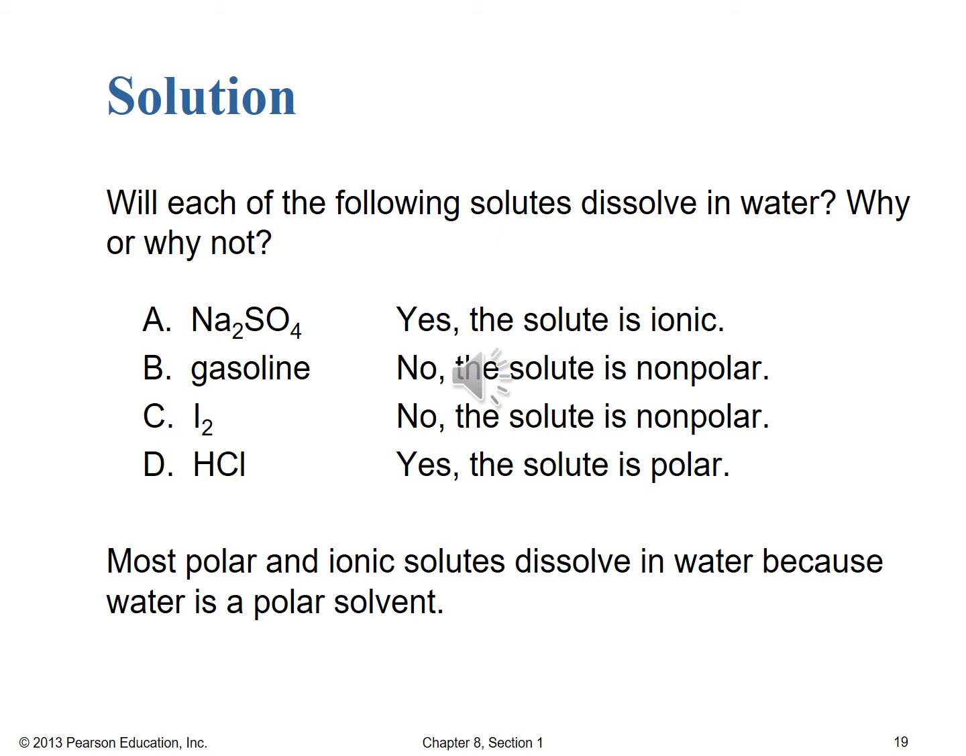And finally, HCl, which is a polar substance, right? If we think of those electronegativity differences, the chlorine atom is holding those electrons in the bond more of the time than the hydrogen. We have a polar solute, so we should indeed get a solution. Muriatic acid is a concentrated solution of HCl you might be able to buy at the hardware store.